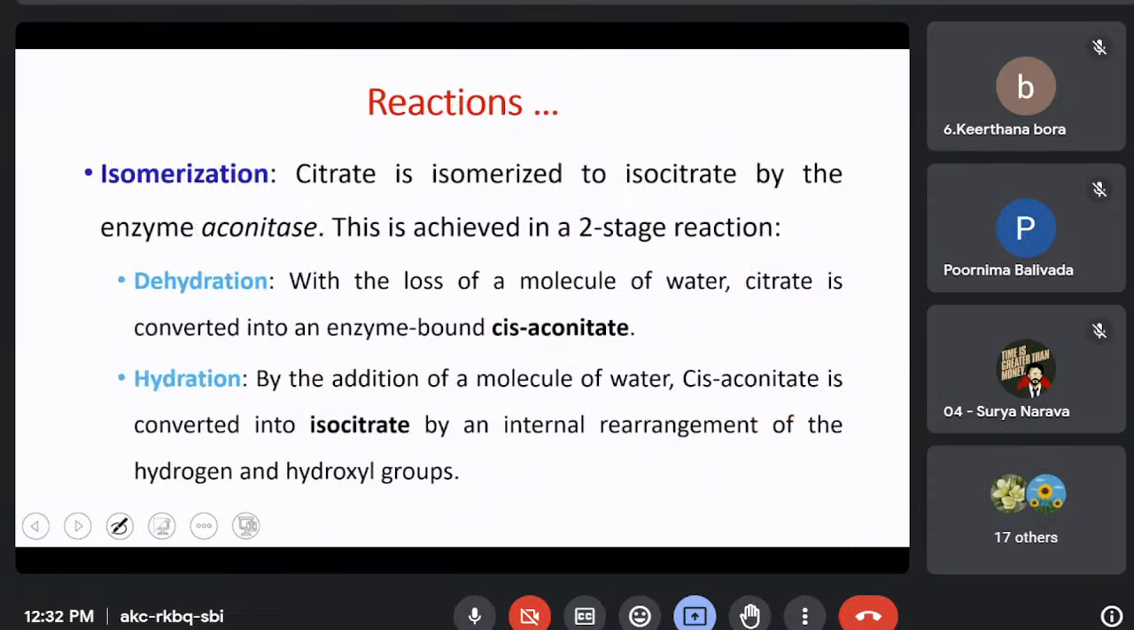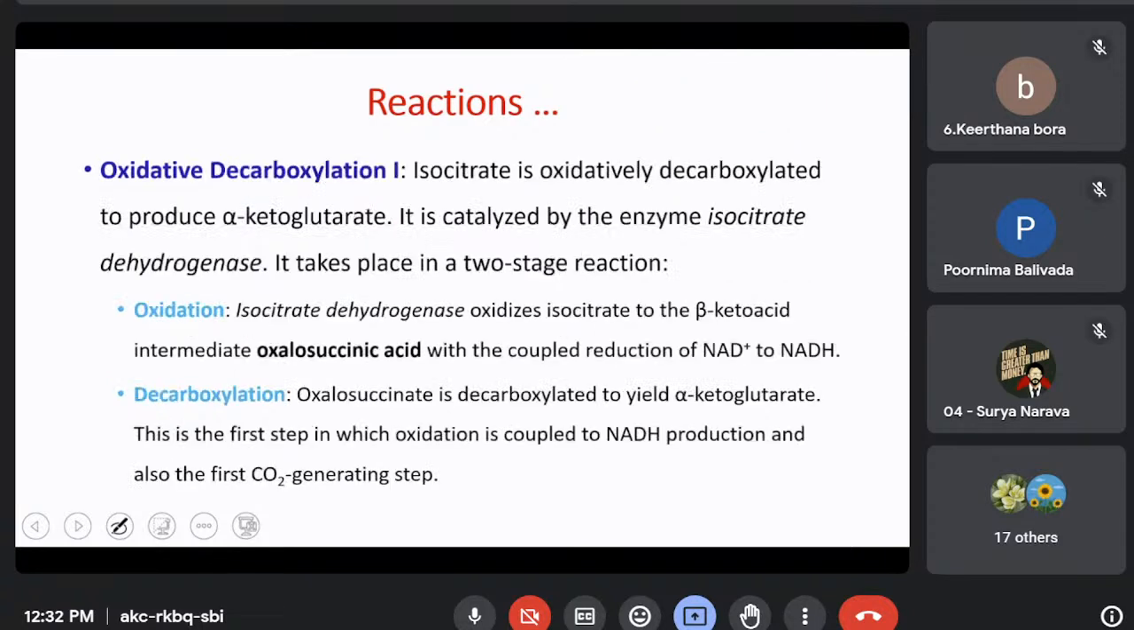So in the first reaction, citric acid is formed. In the second reaction, it is converted into isocitric acid. And this is called isomerization. The enzyme involved in this process is called aconitase. And the third one is an oxidative decarboxylation. We have seen that there are two reactions here, and that is the reason why we call it oxidative decarboxylation 1. So what happens here?